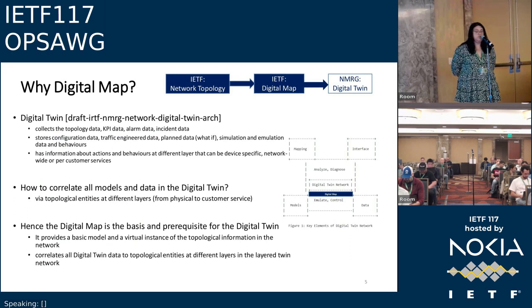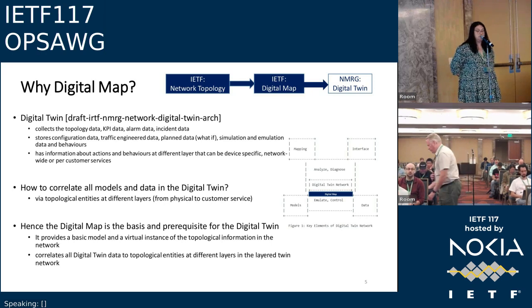So why digital map? Digital twin is defined in the NMRG, and please look there for the definition of the digital twin. It collects different data, it stores different data, it has information about actions and behaviors. So we looked at how all these things are connected and correlated in the digital twin. And we are proposing that they should be correlated using the topological entities at different layers. Hence we introduced the digital map concept here, which provides a core basic model and data of the topological information of the network. And it correlates all digital twin data and models topological entities at different layers. Next, please.